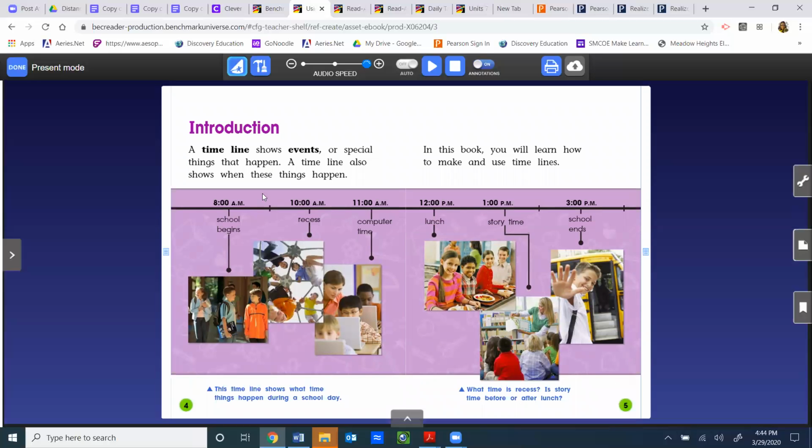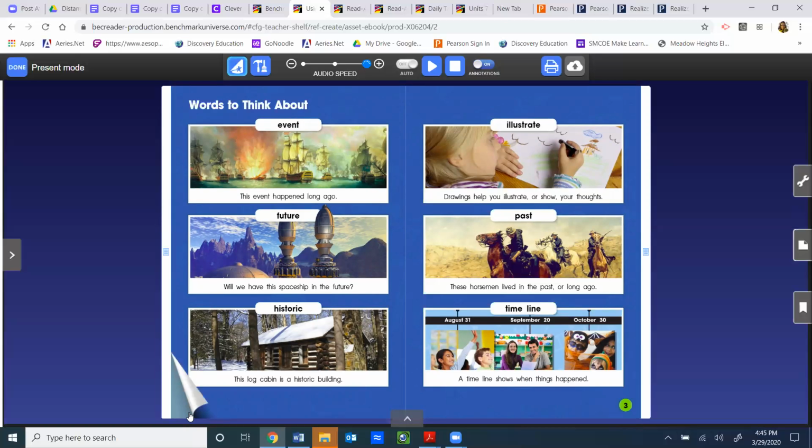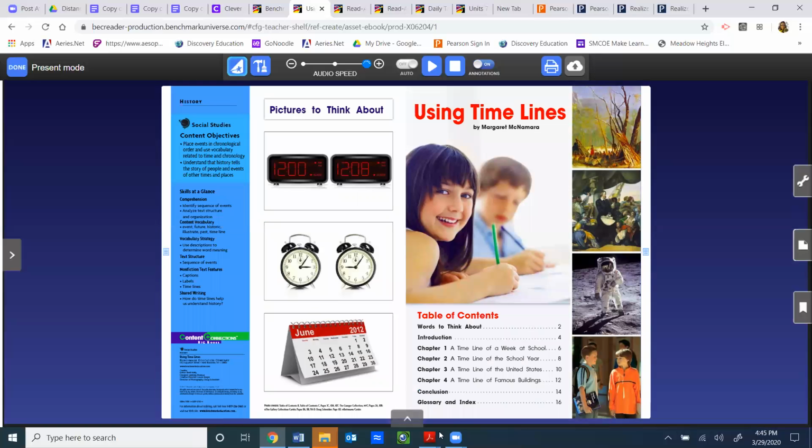We also see words that are in bold. Now, these words can most likely be found in the words to think about section, or they might be found in the glossary section, or maybe even in the index, which means that they are important words that you need to know, or important words that have to do with whatever the topic is about. In that case, you would find them in the index, which would help you then find that topic in the text.